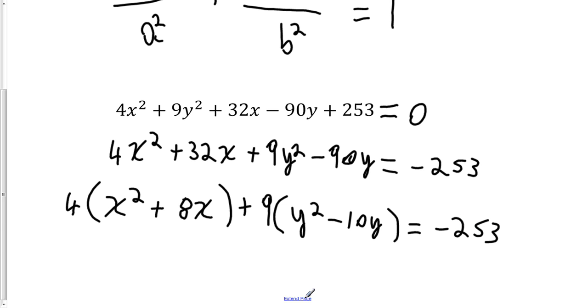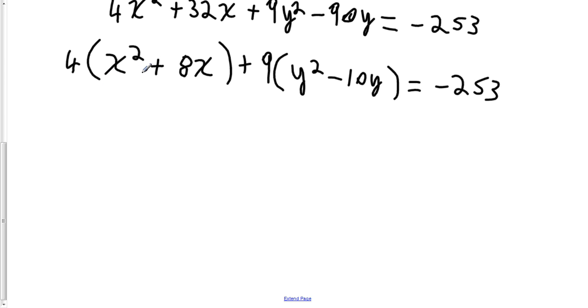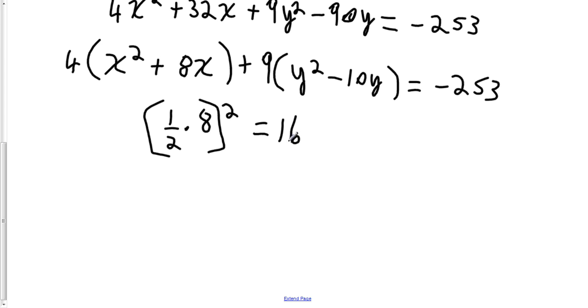Okay, so now I want to figure out what number I have to add to these two terms to make them a perfect square trinomial. It's going to be half of the linear term's coefficient, squared. Half of 8 is 4, and 4 squared is 16. This is what we're doing: half of 8, and we're squaring it. Half of 8 is 4. 4 squared is 16. So that's the number we're going to add.